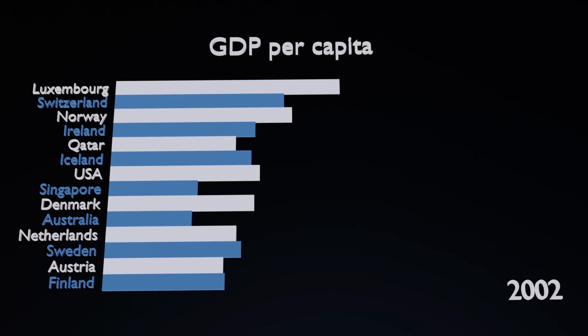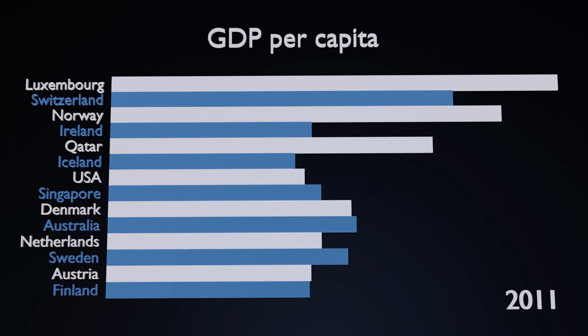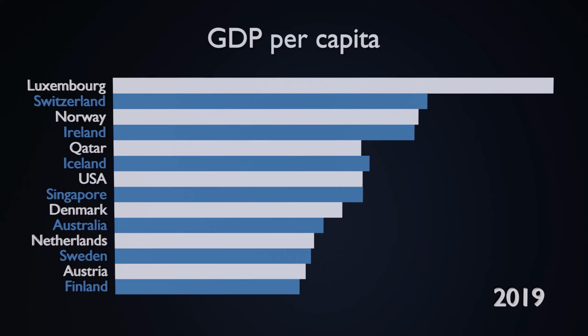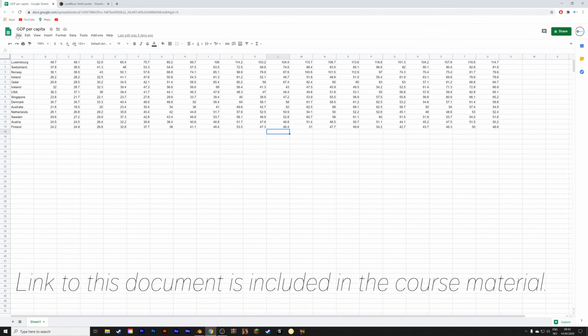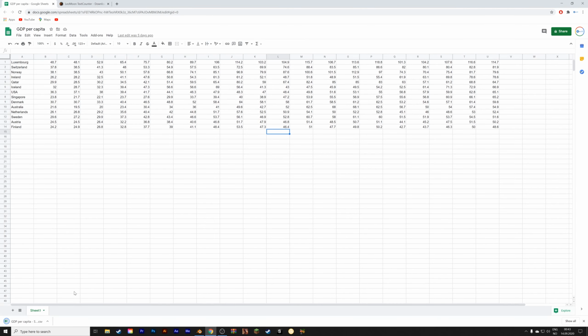In this video, you're going to learn how you can create a script that will turn a spreadsheet full of data into a 3D graph animation. Okay, so here we have a Google spreadsheet, and you can find the link to the document in the course material. So let's turn it into a .csv file.